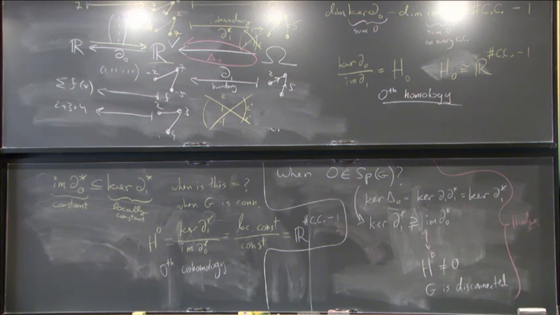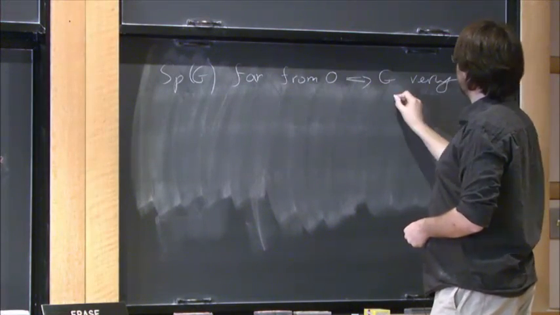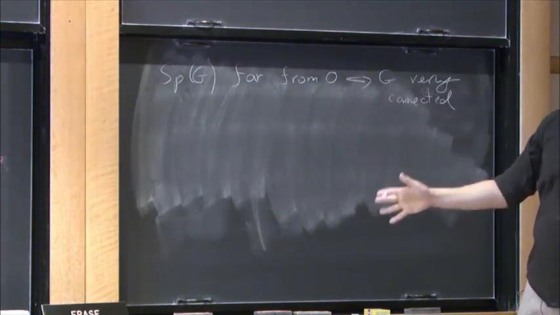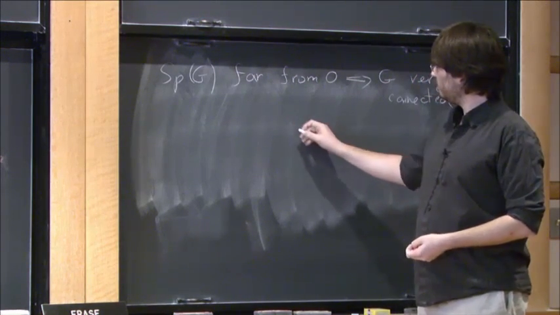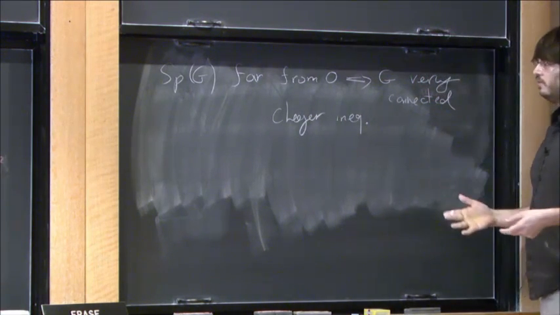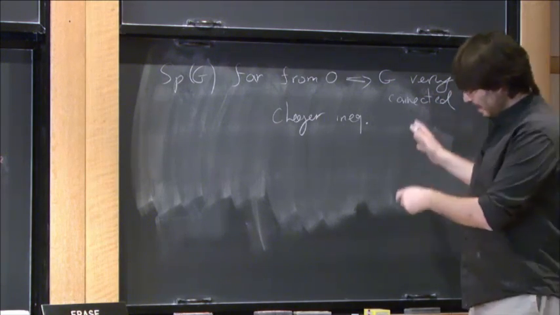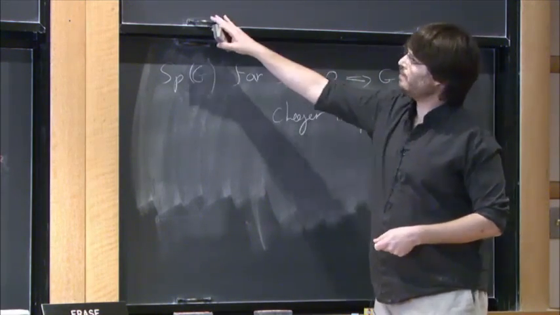So we want to say that if the spectrum is not only not containing 0, but also far from 0, then G should be very connected. Right? If the spectrum doesn't contain 0, then the graph is connected. So we want to have something quantitative. And we have that: the Cheeger inequality, which tells us that if the spectrum of the graph is far away from 0, then you have large connectedness in the sense of a large Cheeger constant. I'm not going to do this for graphs. I'm going to show now the analog for higher dimension.